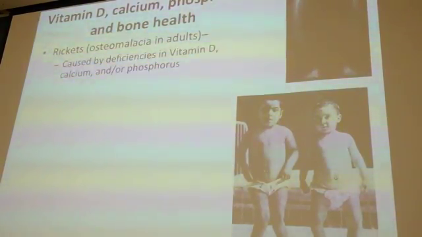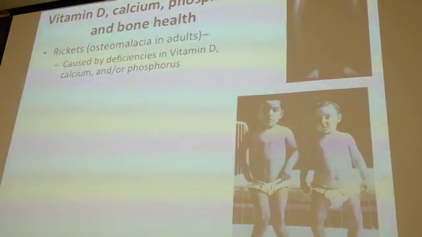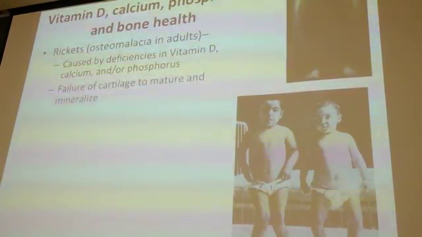And one reason is because it's really important for bone health. So in the absence of vitamin D, or if you had a deficiency in calcium or phosphorus, in babies you get rickets, or in adults you get osteomalacia, which are these bone diseases. Okay, and this is a failure of cartilage to mature and mineralize, which is essential for the formation of bone. So the actual mineralization and the deposition of the hydroxyapatite, which is going to go on to form that solid bone structure.